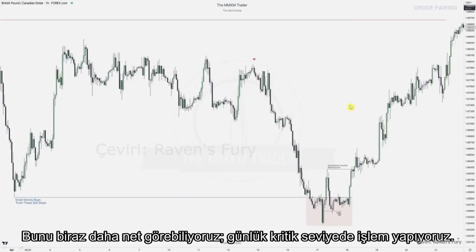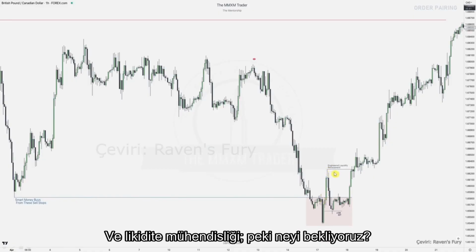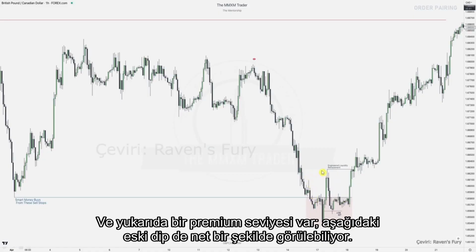Looking at the 1 hour chart, we can see it a little bit more clearly. So trading that daily key level, right, below an old low, which is again over here, we can see an order block being formed below this old low, pushing up price higher and then engineering this liquidity, right? So what do we wait for? We wait for a retracement into discount levels, which is down here. So everything in the red is discount here, right? And above here we have this premium level.